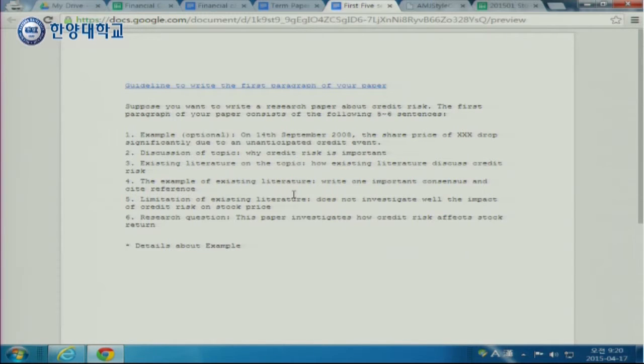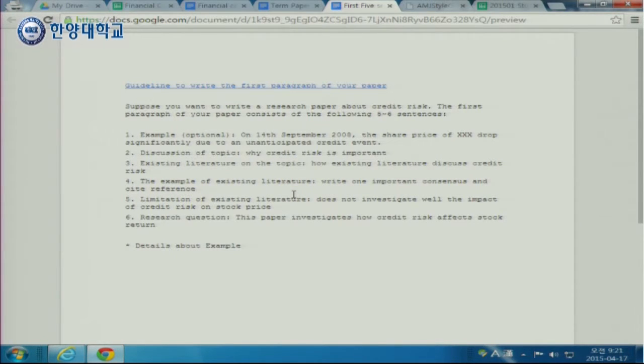Write one important, just one, okay? Write just one important consensus and then cite the reference. Write down the consensus and in the parentheses, you cite it. And the fifth sentence is then you have to discuss what's wrong with the existing literature, the limitation of existing literature. For example, you can say such papers do not investigate well the impact of credit risk on stock price or something like this.